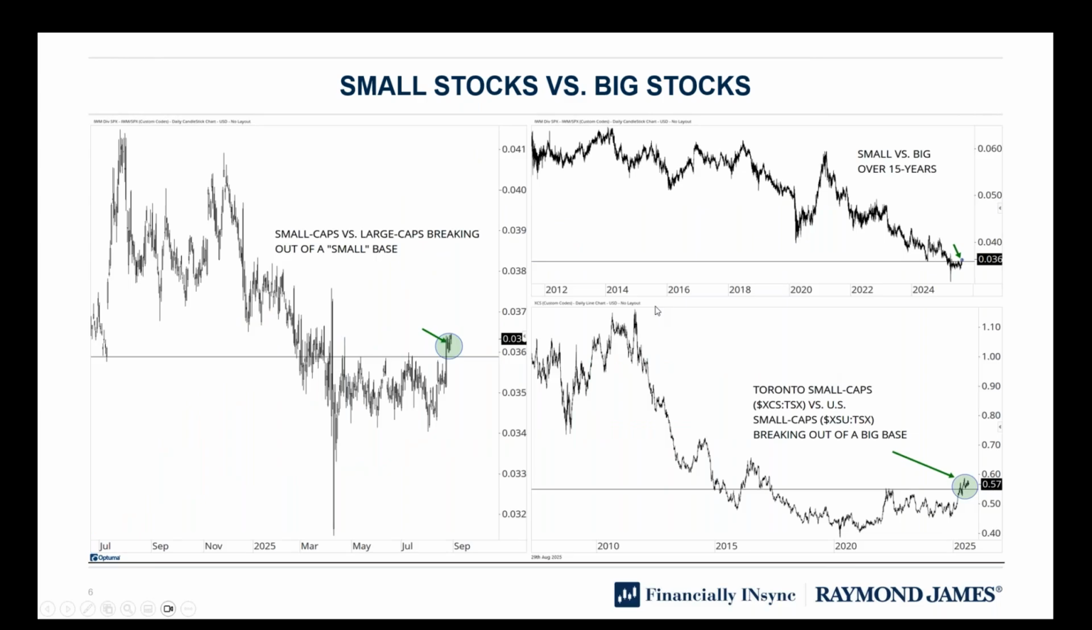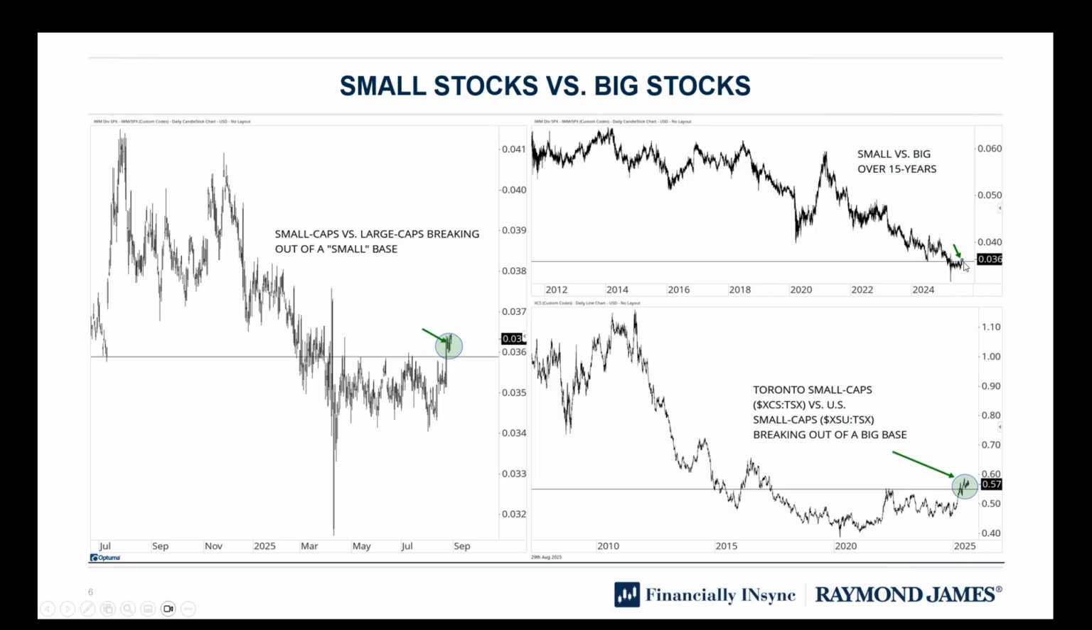Let's talk about small stocks. They were at the top of the list. I said I'd talk about them. Let's focus on the left side first. This is actually the small versus the large caps, breaking out of a small base. Definitely small. Let's go over to the top right here. It's the same chart. You can see there's the green circle.